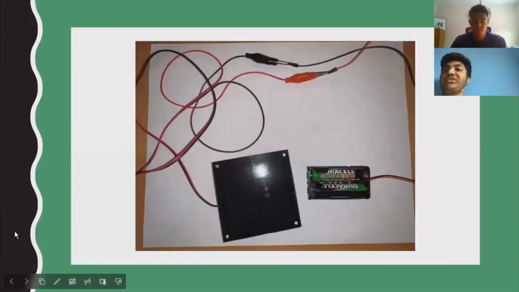So here's a very simple setup. This is our charger. We connect the solar panel to the battery holder and put the batteries in the battery holder. And we put it outside. We let the solar panel charge up the batteries. Next slide.